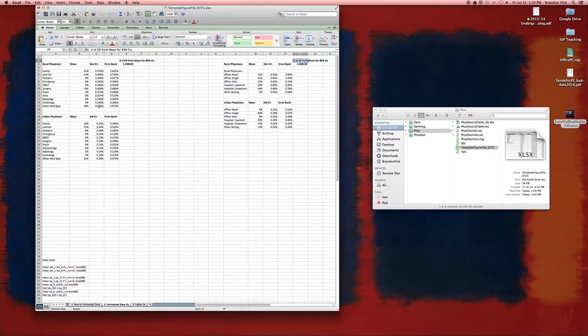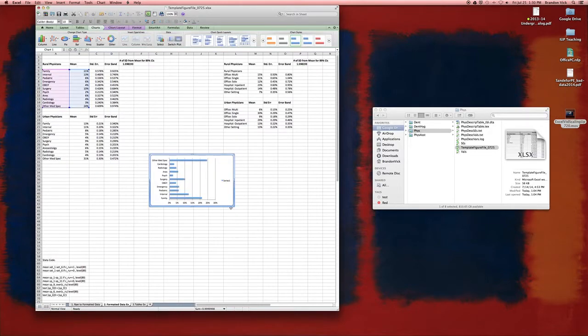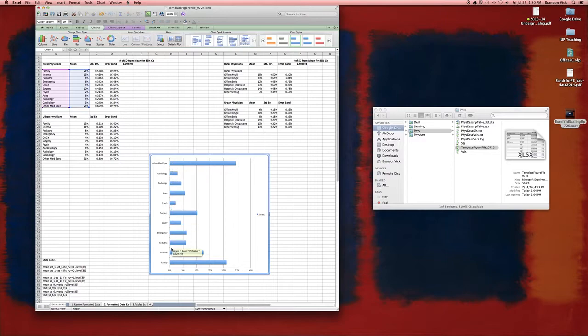I have rural data here, urban data here. What I want to do is highlight the descriptors and the means here. And I go to my chart page. I like these clustered bar charts. I think they look pretty nice. Okay, so I have this data.